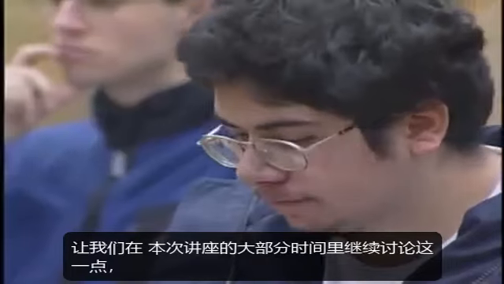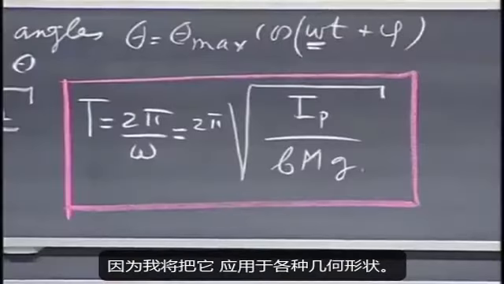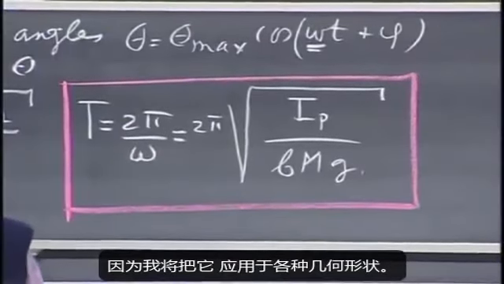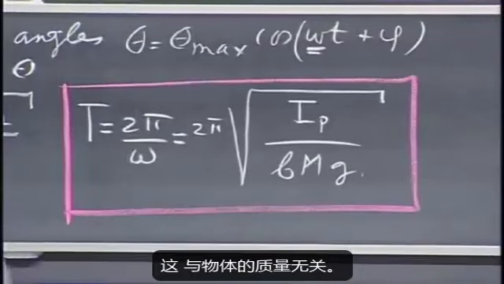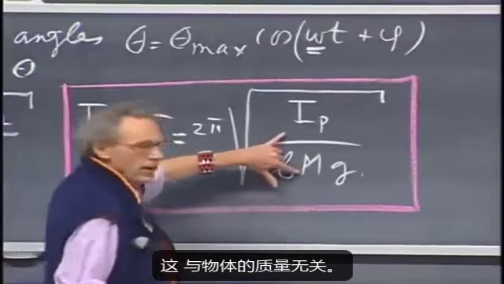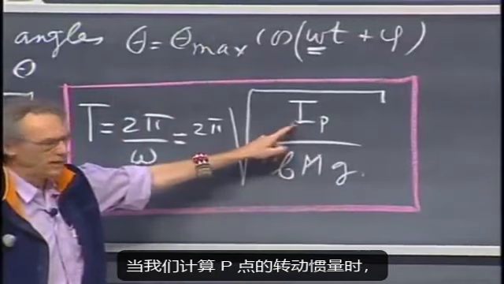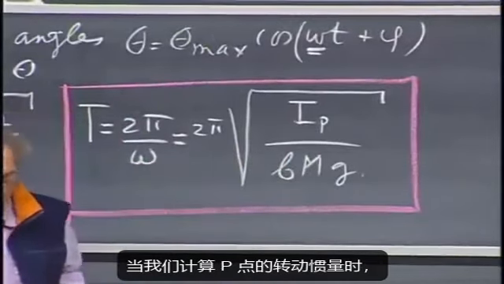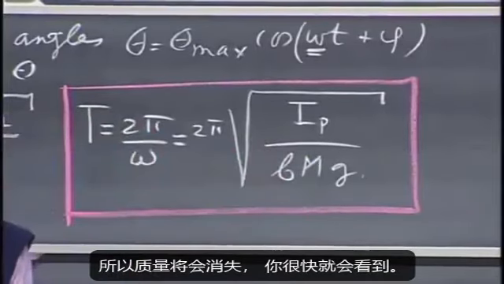And let's hang on to this for a large part of this lecture, because I'm going to apply this to various geometries. Make sure that I have it correct. Yes, I do. This is independent of the mass of the object. Even though you say there is an m here, you will see that in all cases, when we calculate the moment of inertia about point P, there is always a mass up here, so the mass will disappear, as you will see very shortly.